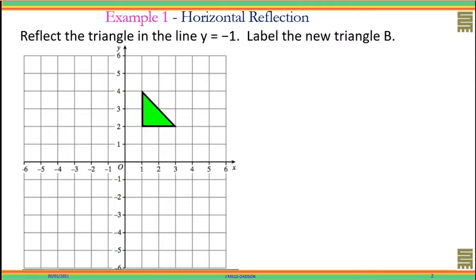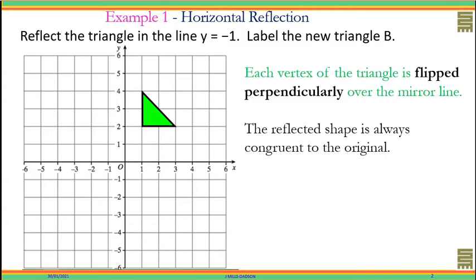So in reflecting this object, we first need to know where our mirror line is. Y equals -1. Now, you need to remember that when we say reflection, it simply means a flipping of shape. So in doing reflection, each corner or vertex of the triangle is going to be flipped perpendicularly over the mirror line. That's the rule of reflection. You flip each side or each point perpendicularly over the mirror line.